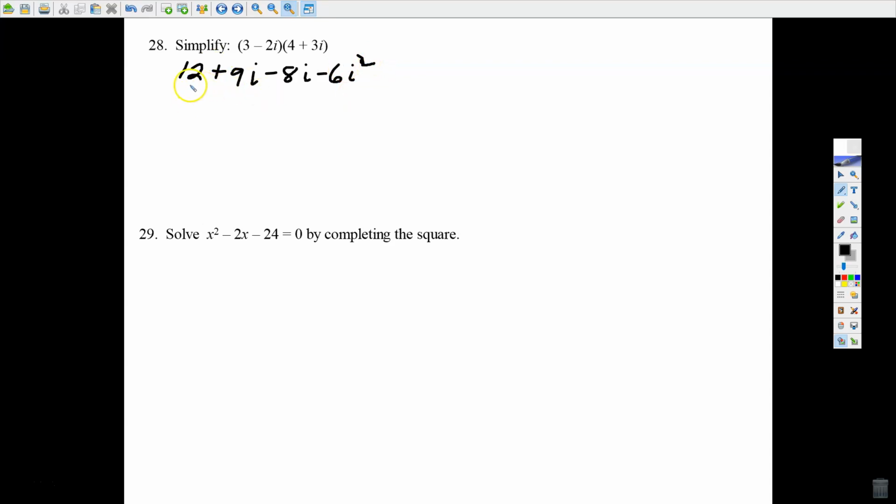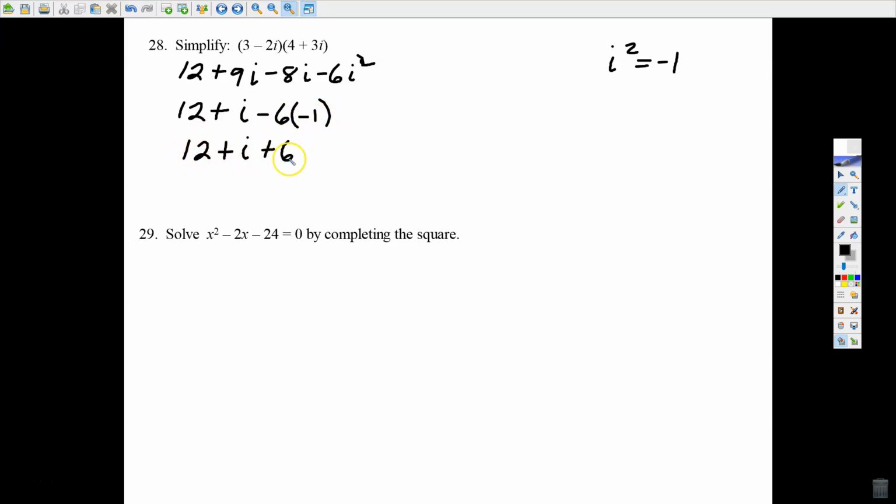Okay, so I'm going to combine like terms, and then I always have to remember that i squared is literally equal to negative 1. So in place of i squared, I have to put negative 1. So I'm going to go ahead and put 9i minus 8i together. 9 minus 8 is 1i. And then I'm going to show it like this, negative 6, and then in place of i squared, I'm going to put negative 1. Well, now it becomes this, because negative 6 times negative 1 is positive 6.